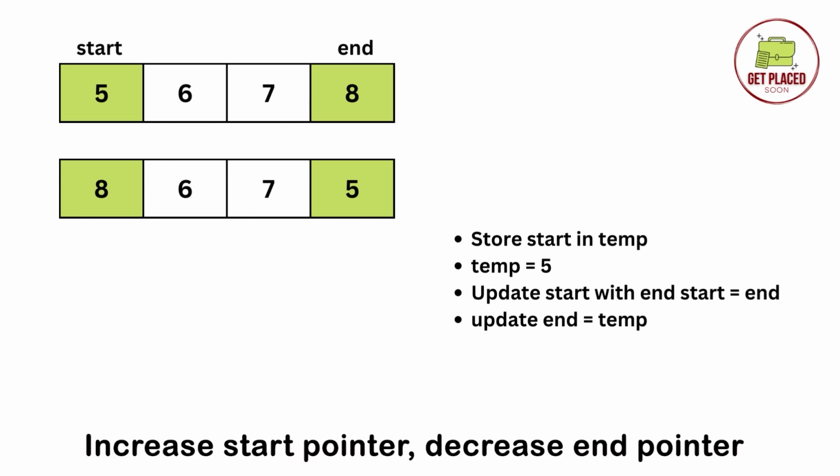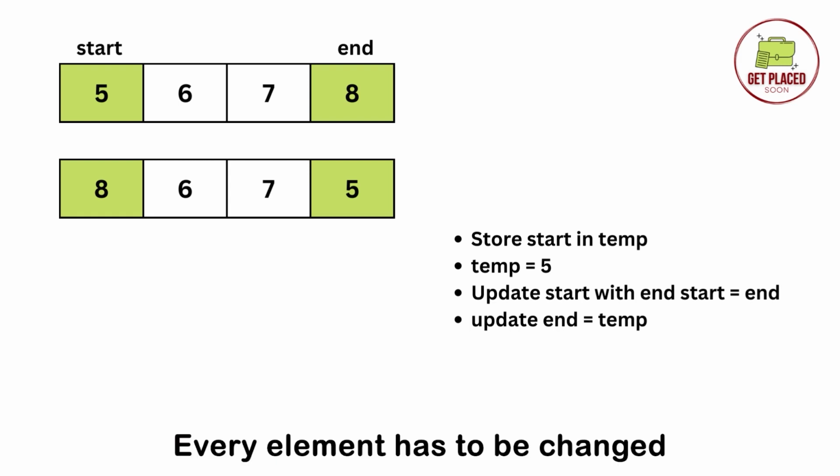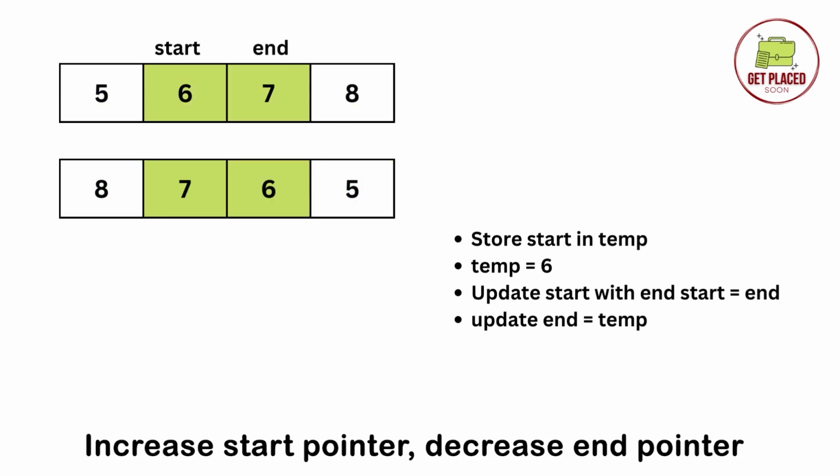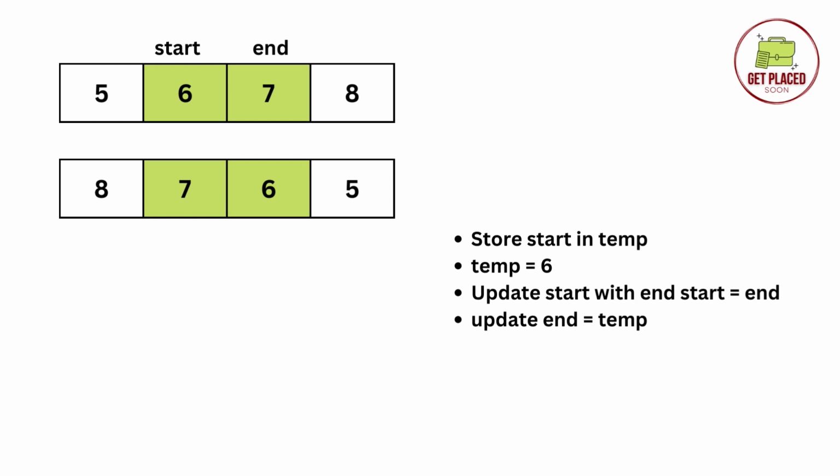After swapping these two, we will increase the start pointer and decrease the end pointer. Why? We are supposed to change each and every element in the array, right? So we increase the start pointer and decrease the end pointer. After pointing towards the right positions, again we perform the same thing. We store the start value, that is 6, in the temporary, update start value with the end value, that is 7, and update end value with the temporary value, that is 6. Now 6 and 7 got swapped. You can see that the array consists of 4 elements 5, 6, 7, 8, but within 2 steps, we have reversed the array. It became 8, 7, 6, 5.